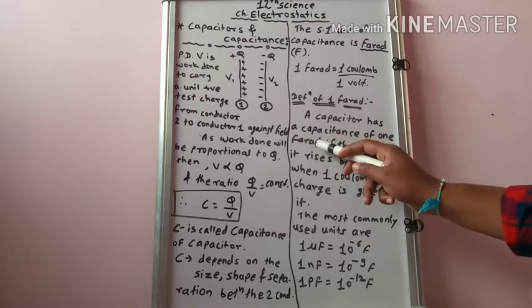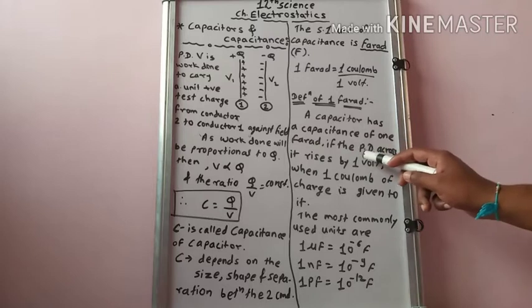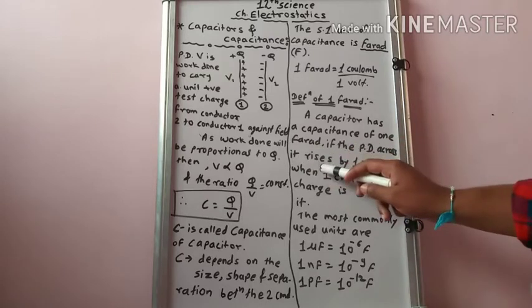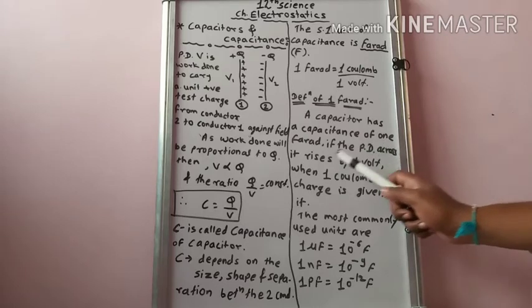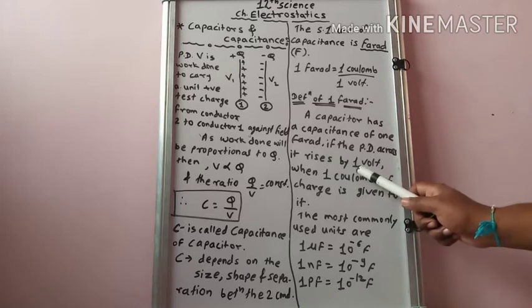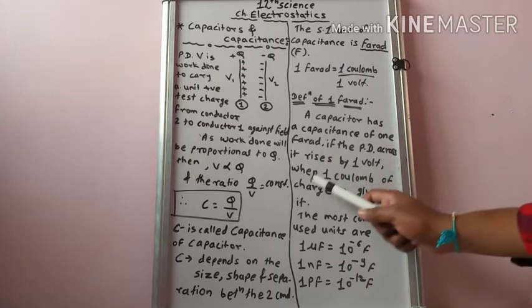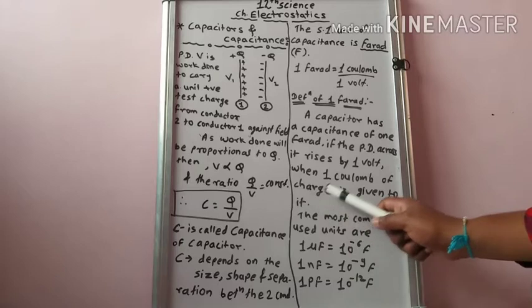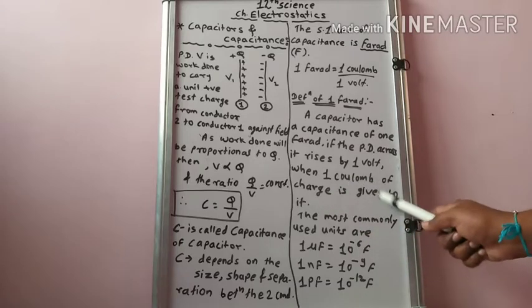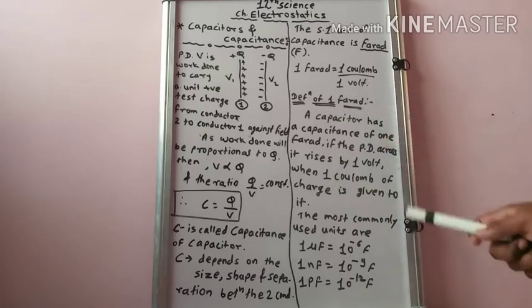if the potential difference across it rises by 1 volt when 1 coulomb of charge is given to it, and that is the 1 farad capacitance of that capacitor.